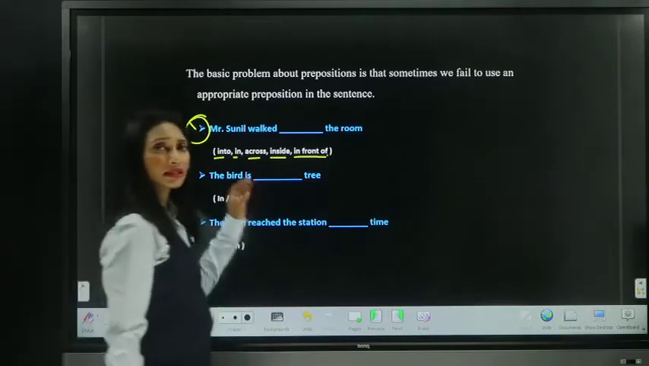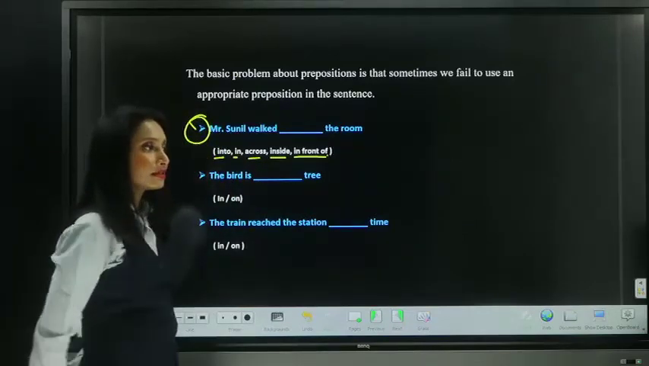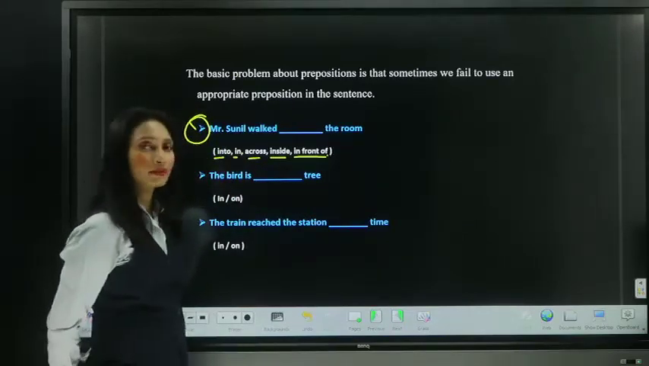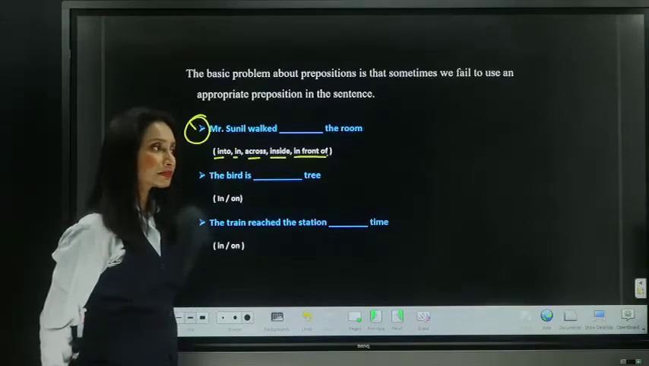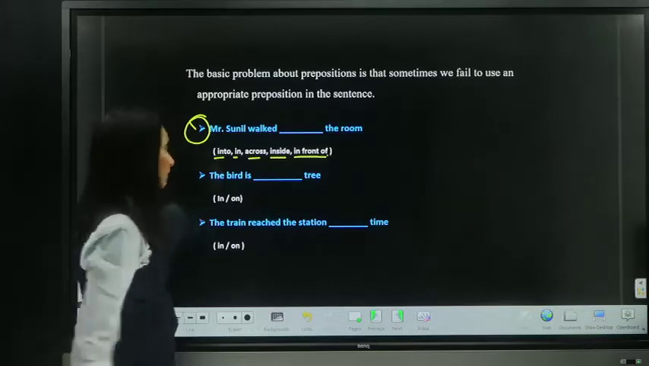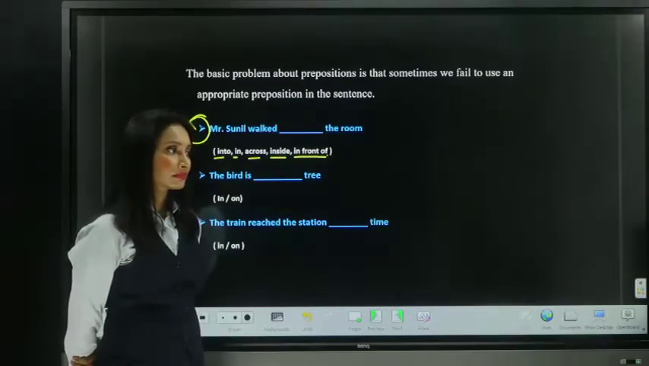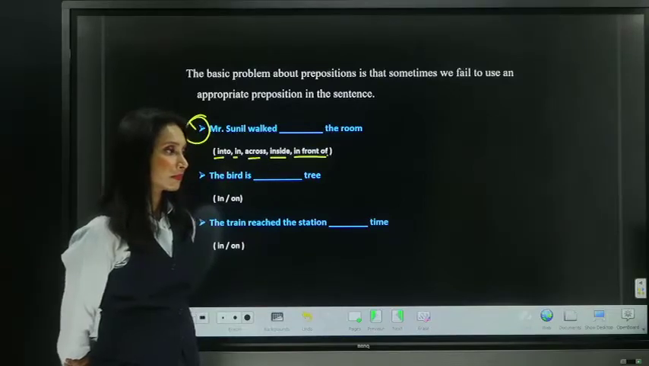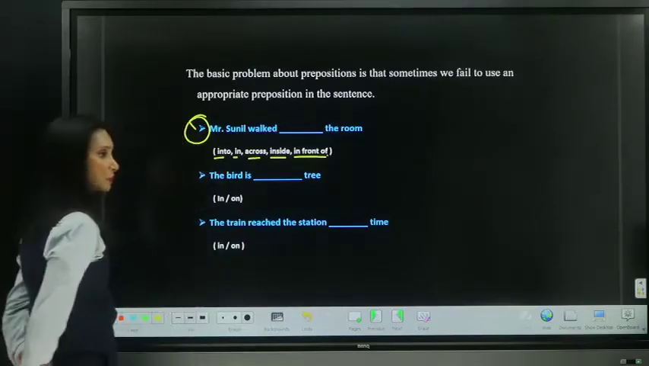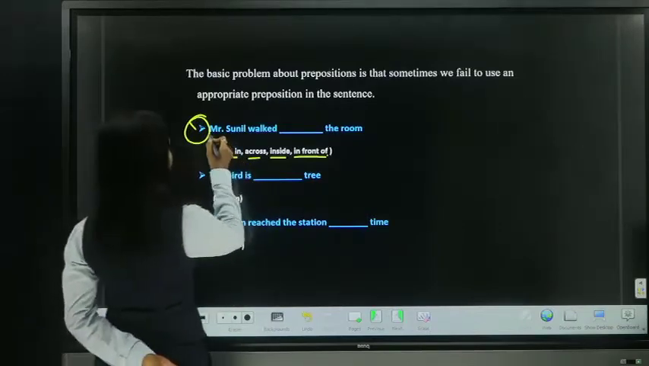Quick. Swapna, Sunny, Nirmal. Anyone? Okay, inside. In. Okay. What about you, Akash? Mr. Sunil walked dash the room. Okay, let's see the first one.